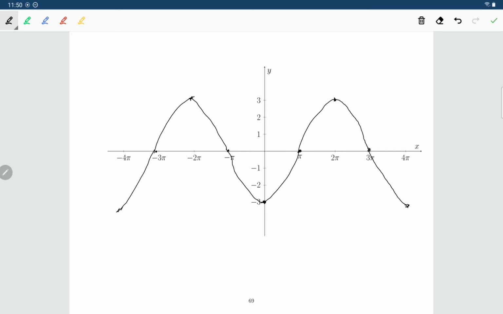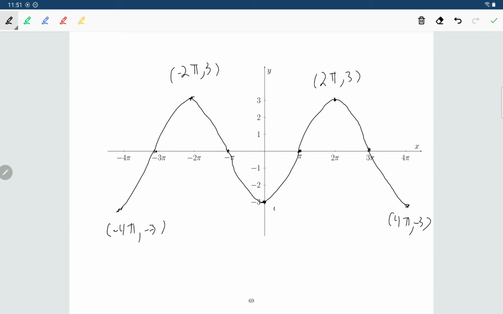All of the key points that we have that aren't on the x or y axis at a tick mark, those will need to be labeled. So negative 4 pi, negative 3. I'll have negative 2 pi, positive 3. I've got positive 2 pi with positive 3, and I've got 4 pi, negative 3. So those points need to be labeled.